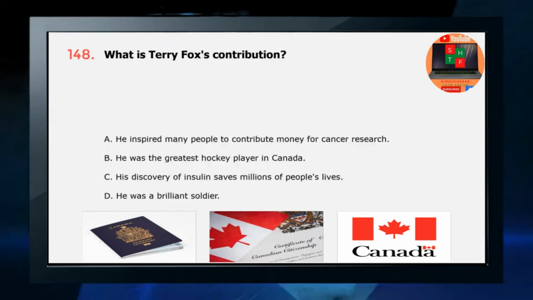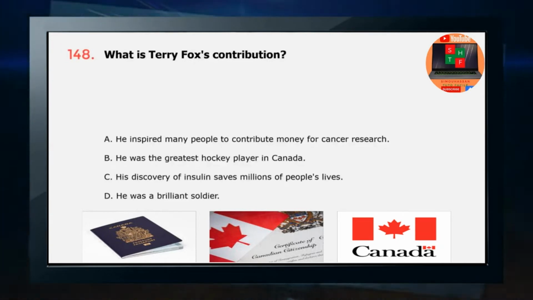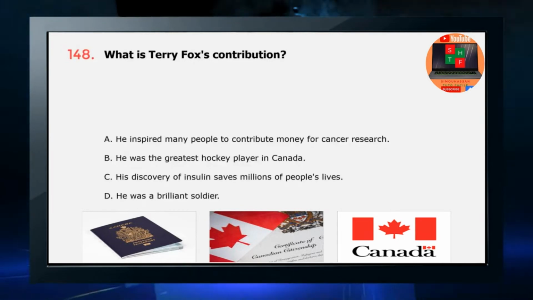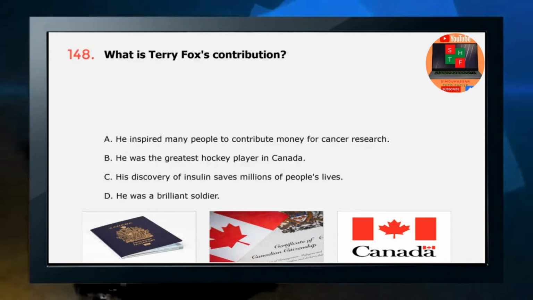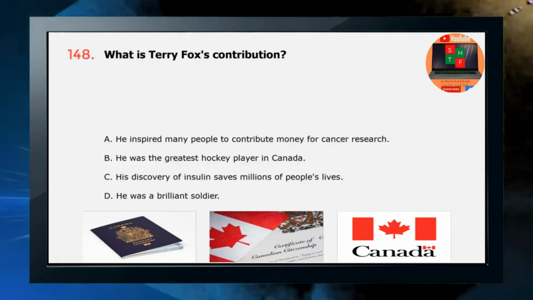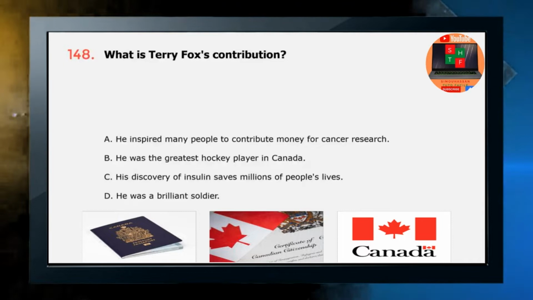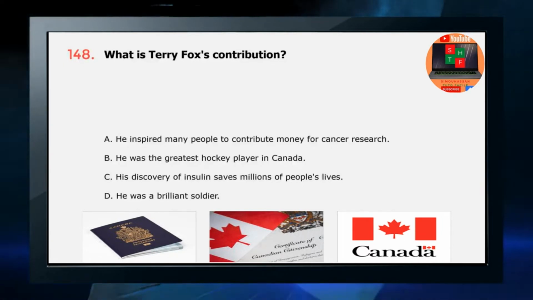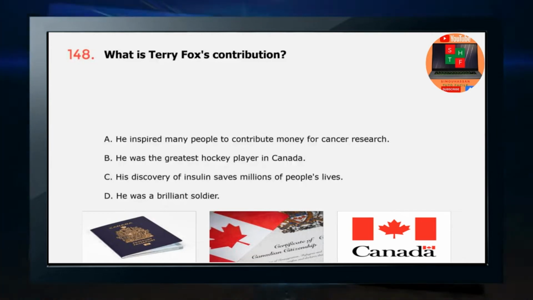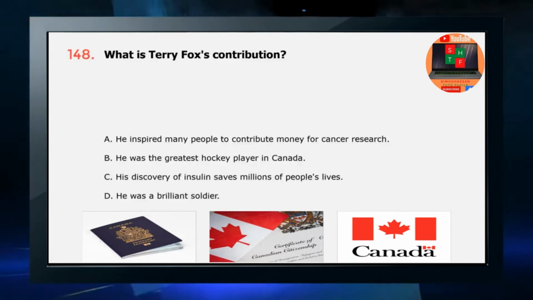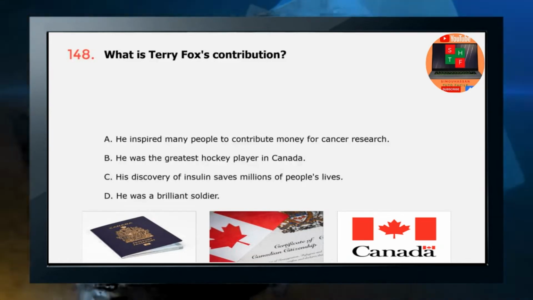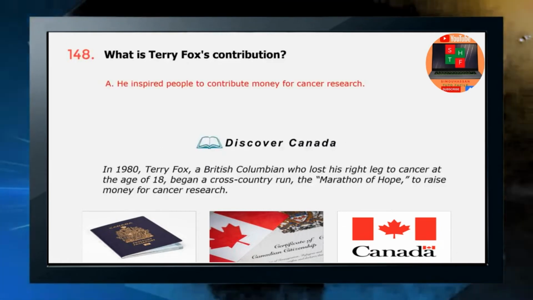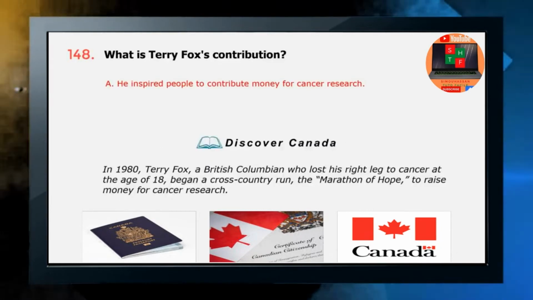Question 148. What is Terry Fox's contribution? A. He inspired people to contribute money for cancer research. B. He was the greatest hockey player in Canada. C. His discovery of insulin saves millions of people's lives. D. He was a brilliant soldier. The answer is A. He inspired people to contribute money for cancer research.